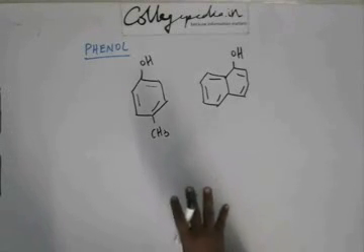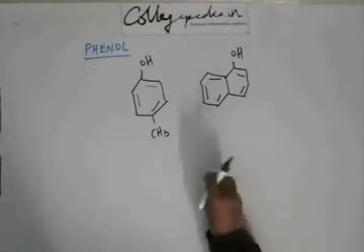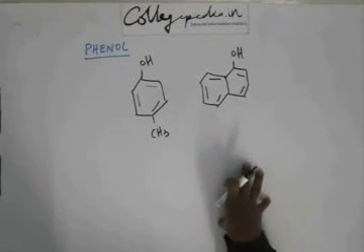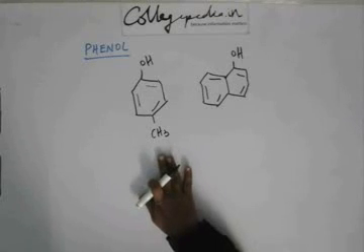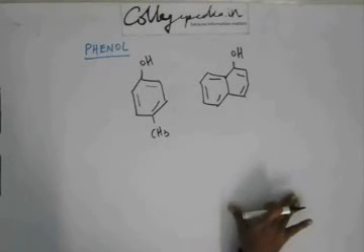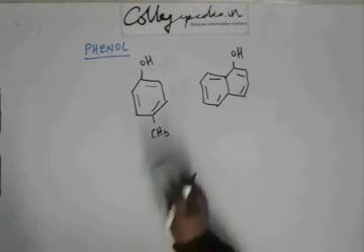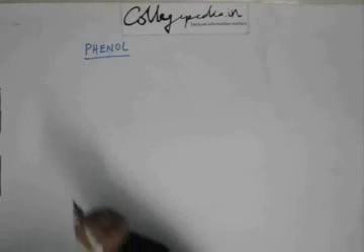So phenols are compounds having hydroxy group on aromatic rings. That aromatic ring can be benzene, that aromatic ring can be substituted benzene, that aromatic ring can be benzene derivatives. Now there are some important phenols that we should know.